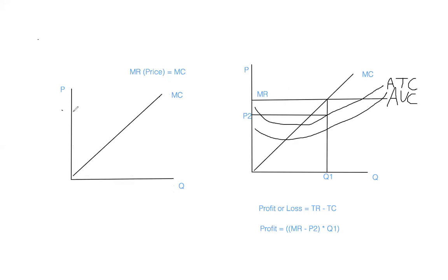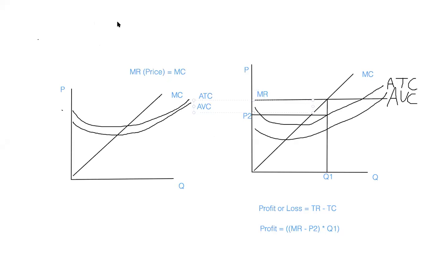Okay, so now we need to get our average total cost and average variable cost. Okay, so let's draw our average total cost. So this is going to be our ATC curve. And now let's take our average variable cost. So this is our average variable cost curve.